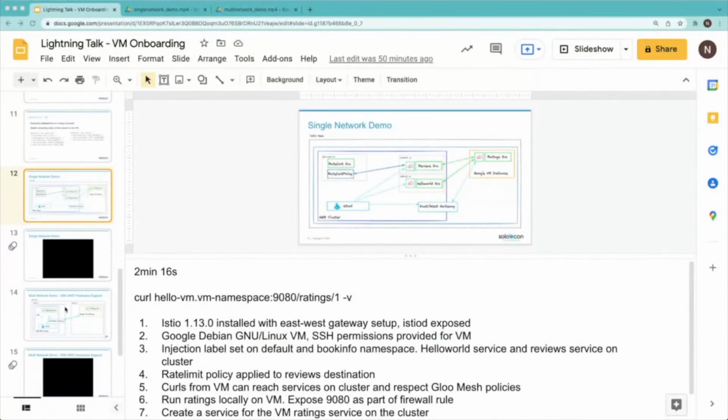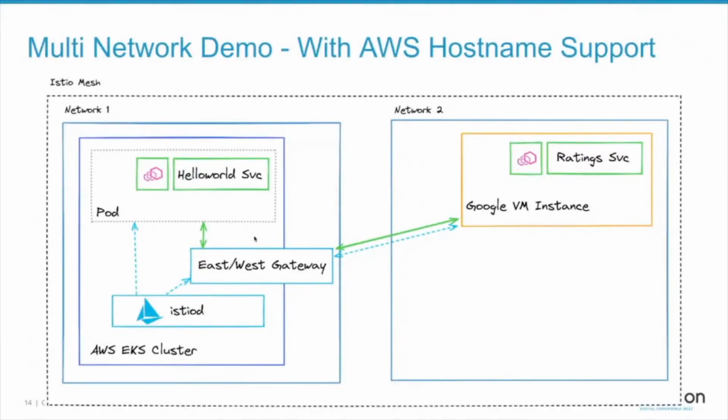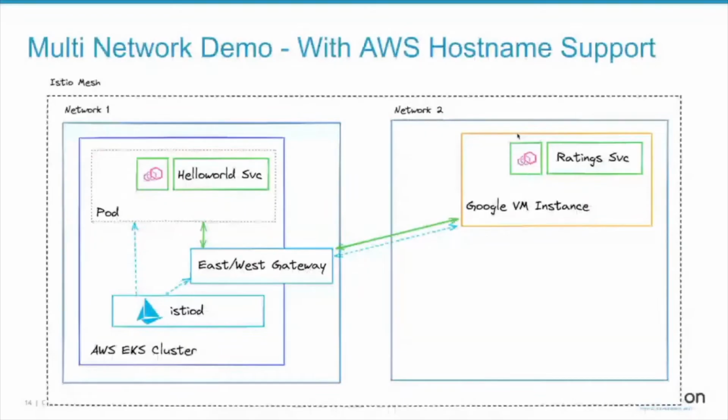Unfortunately, I don't think we have time for the multi-network demo, but we can talk about it briefly. Here we have the same setup, but the only difference in the multi-network demo is we're running in an AWS EKS cluster. So the host name will be set for the external IP instead of having a static IP.